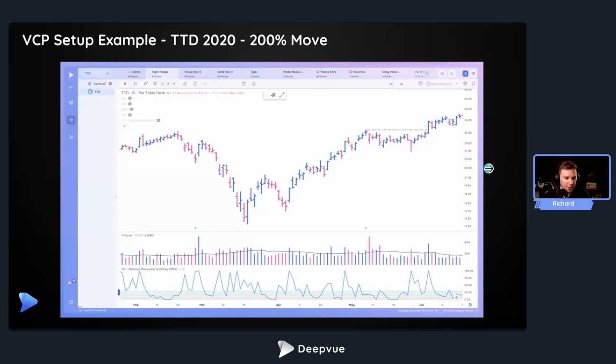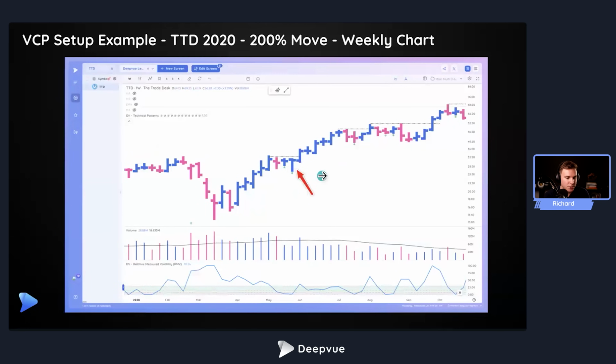So this is a good example here. We've got the same stock on a weekly chart. I mentioned you can use these concepts on a weekly chart as well. We've got this cup, and this is the handle here. You can see how tight these weekly closes are. This is another element of VCP, tight closes here. We get that shakeout, and you can see it really clearly on the weekly chart.